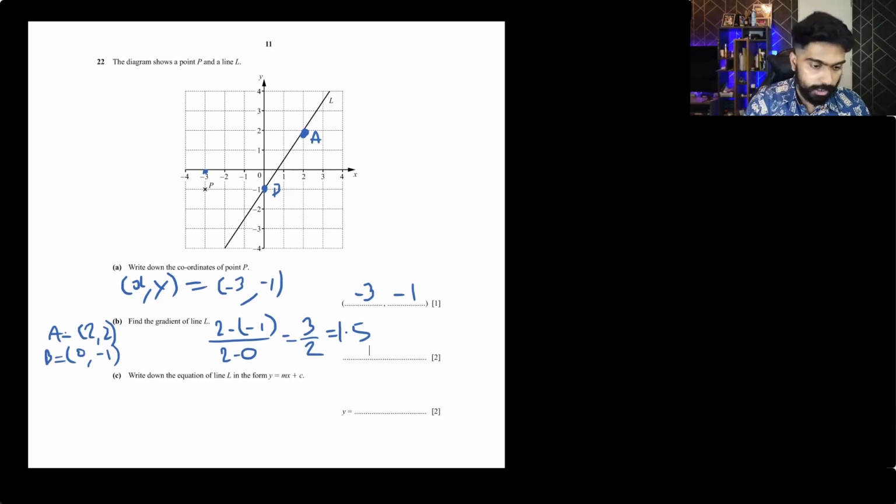Now write down the equation of the line in the form y is equal to mx plus c. We see that the gradient m is 1.5, so 1.5x, right? And where is our y-intercept? The y-intercept, which is c, is right here. It is meeting at -1. So y is equal to 1.5x minus 1.